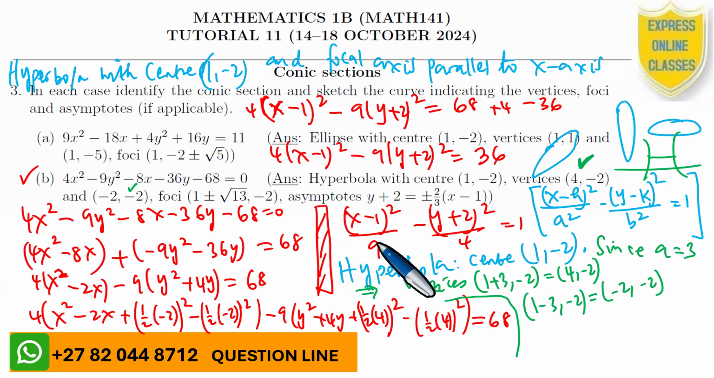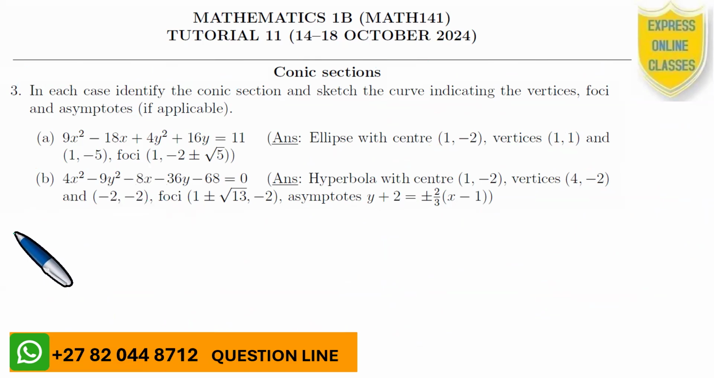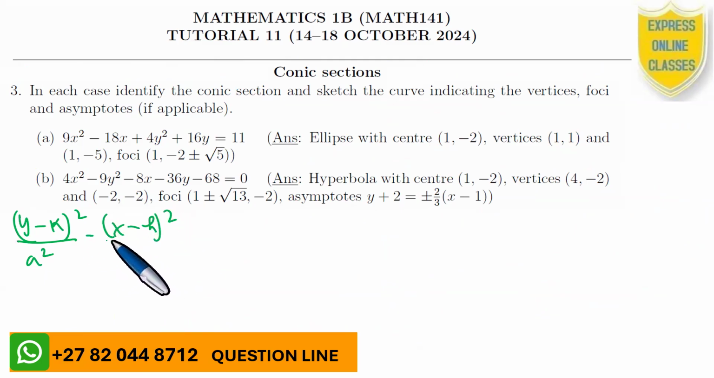Always for the hyperbola, we look for what is positive, and that is the A. So the A is going to be 9. Because the A sometimes can come from the Y, because you can have Y minus K squared over A squared minus X minus H squared over B squared equals 1. Obviously, in this case, this is the A.